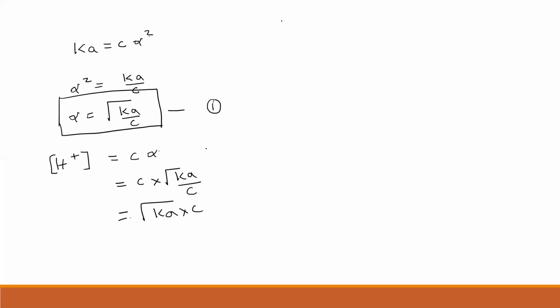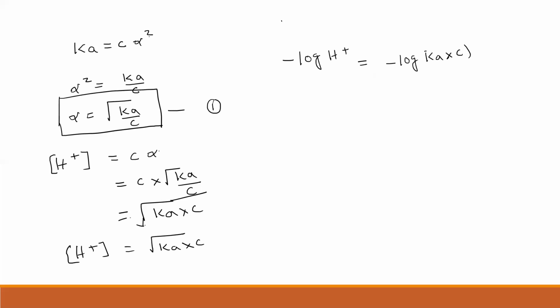Similarly, the concentration of H plus is equal to square root of Ka into C. Now take logs. Whenever you are taking the logs, minus log H plus is equal to, taking both sides, minus log of (Ka into C) power half.